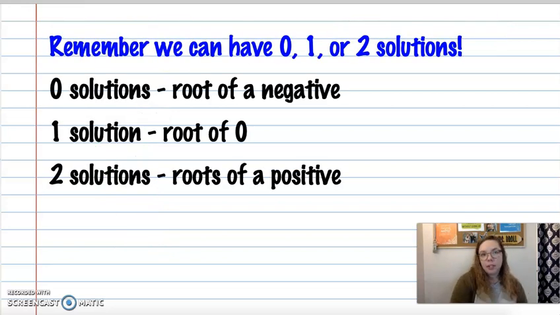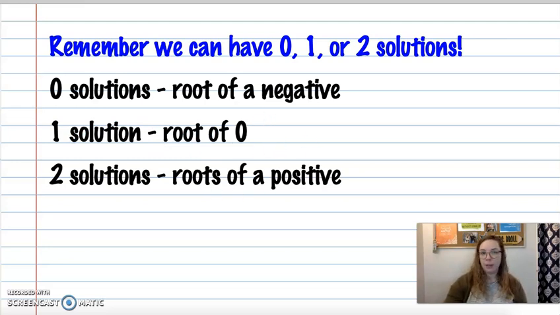We already talked about this briefly on the first slide, but for any of our methods, we can have 0, 1, or 2 solutions, 2 being the most common. You would have 0 solutions if you're trying to take the square root of a negative. You would have 1 solution if you're trying to take the root of 0, because the square root of 0 is only 0. There's no such thing as a positive or a negative 0. And then you'd have 2 solutions if you're taking the root of a positive number.